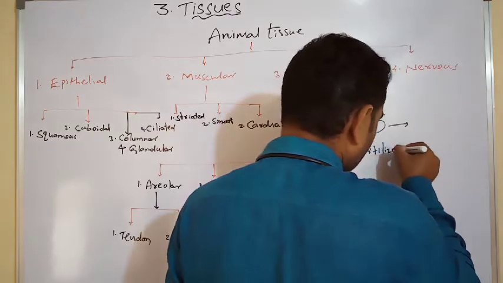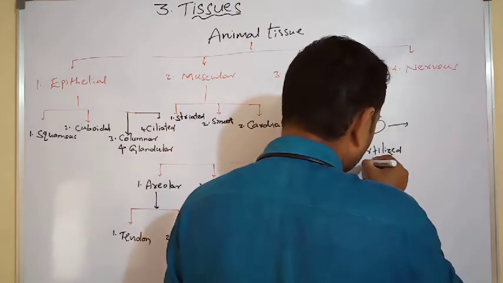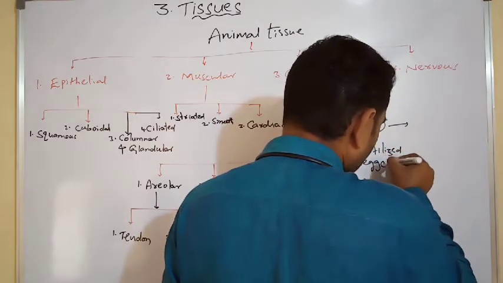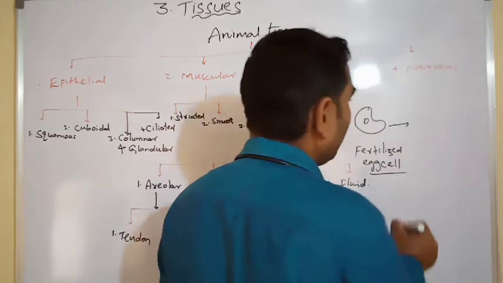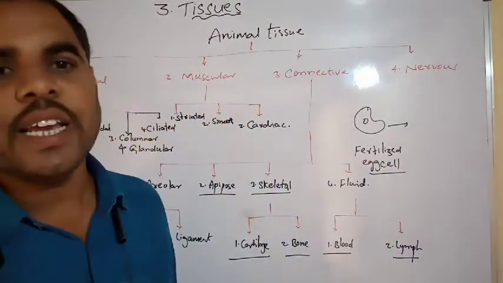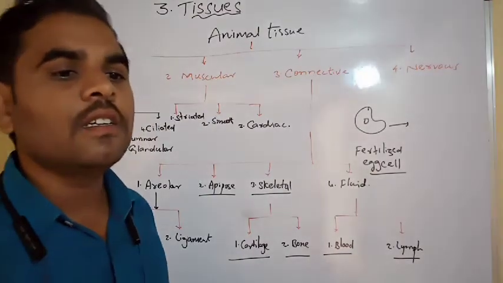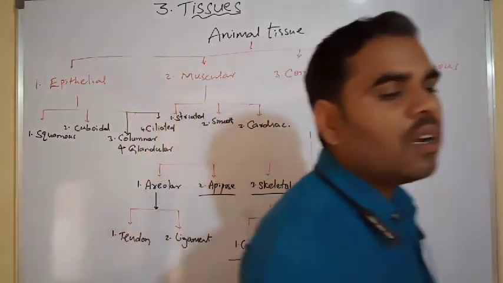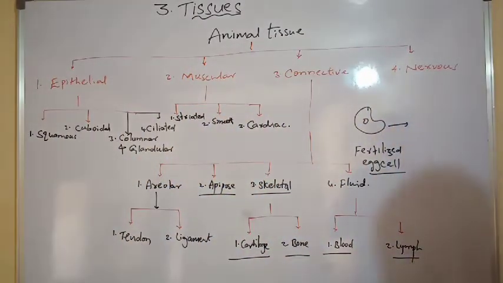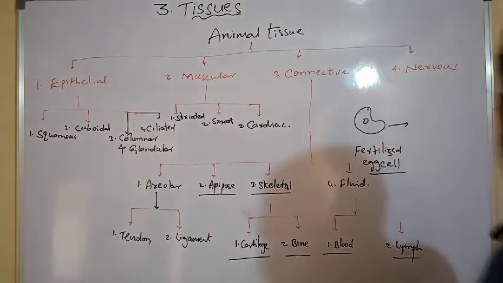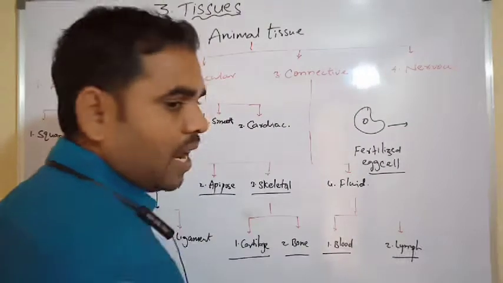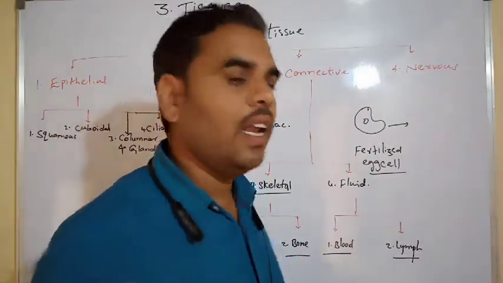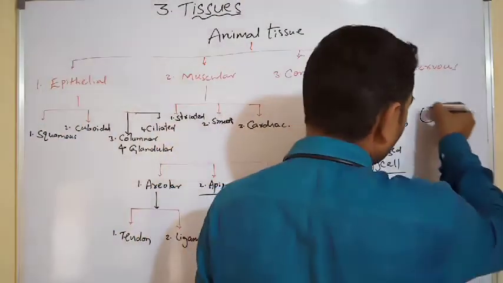Fertilized egg cell. What will happen? This fertilized egg cell undergoes division, multiple cell division, and the multiple cells keep dividing and finally form a body.